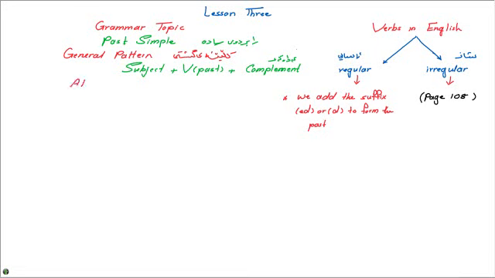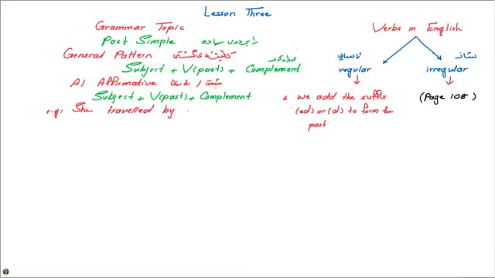A, we shall talk about affirmative. The pattern that we have, subject plus verb in past form plus complement. For example, we say, she traveled by air. Here the verb travel is a regular verb because we added ed.